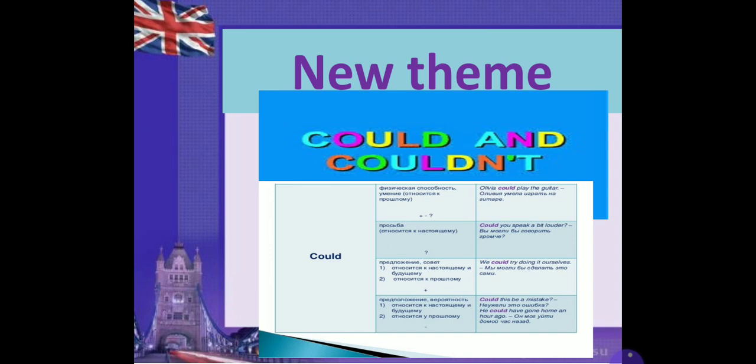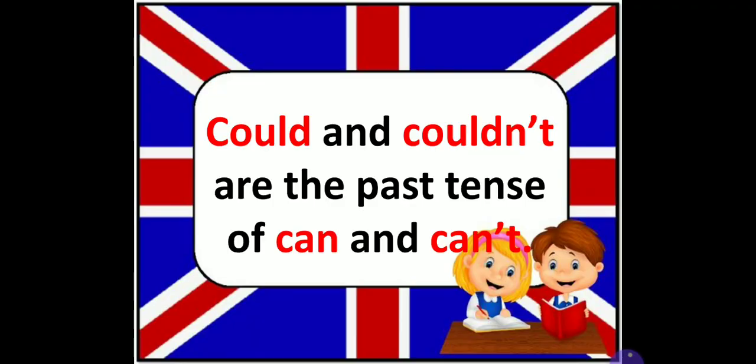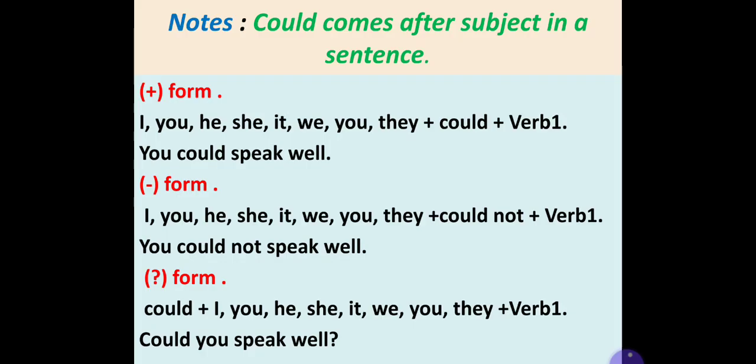Today we are going to learn how to make a sentence using could and couldn't. Our new topic is could and couldn't. Let's see the rules. Could and couldn't are the past tense of can and can't. As you know, it has 3 forms. First, affirmative forms, negative forms, and interrogative forms.